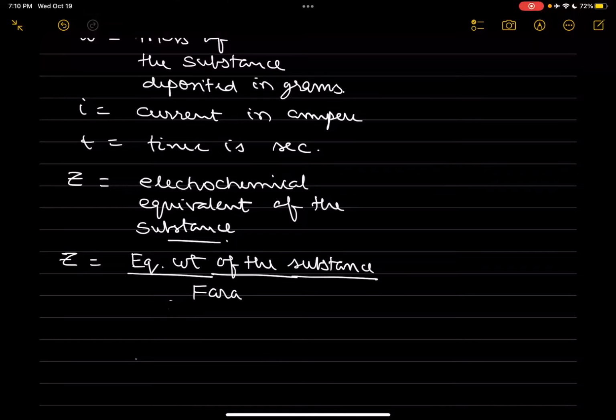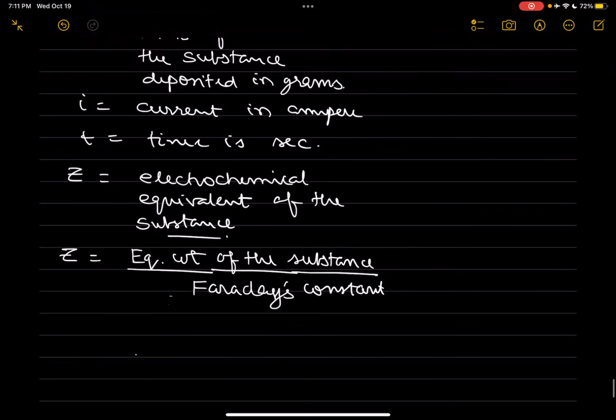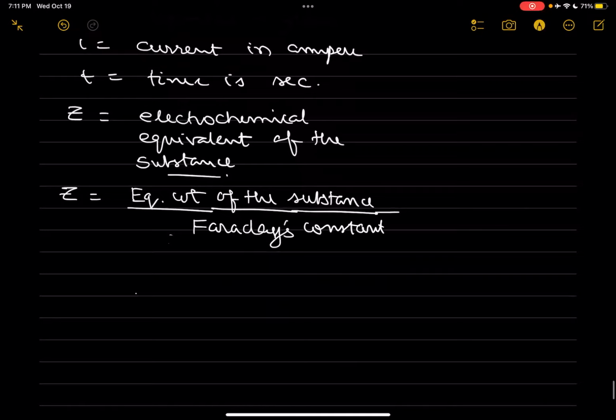What is the value of Faraday's constant? And what it represents? Tell me. Faraday's constant is the charge of 1 mole of electron. Okay. So that is called Faraday's constant, and its value is 96500 coulomb per mole. Okay.